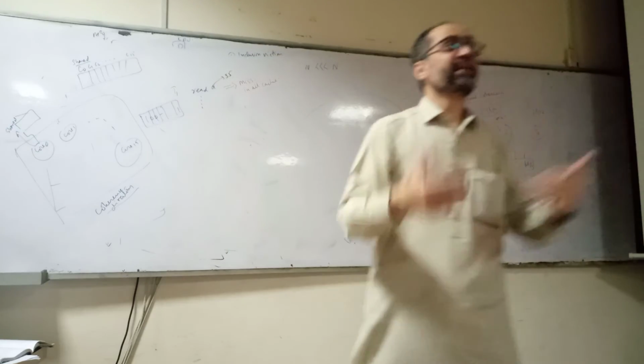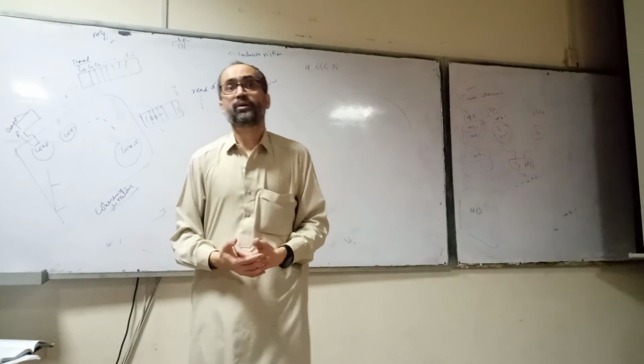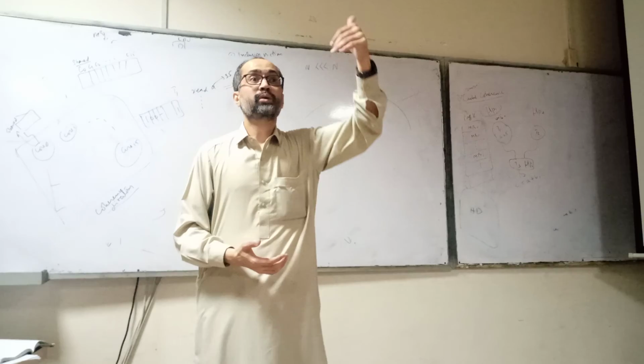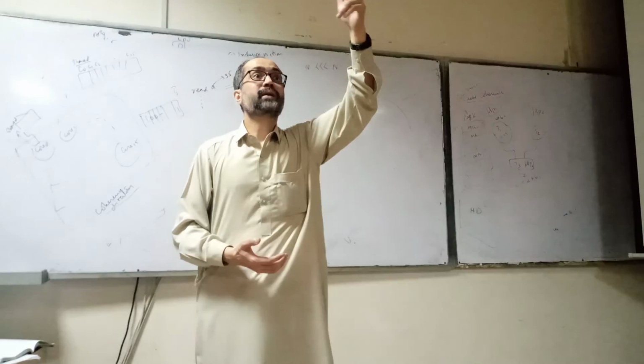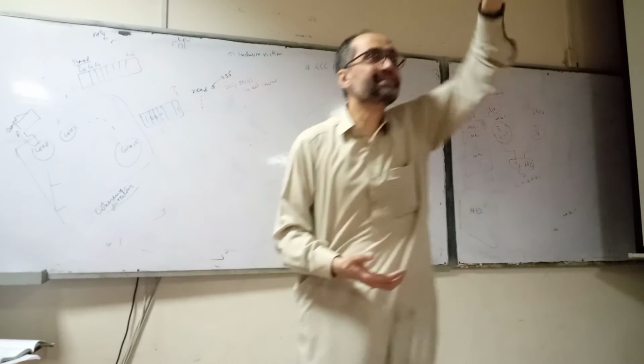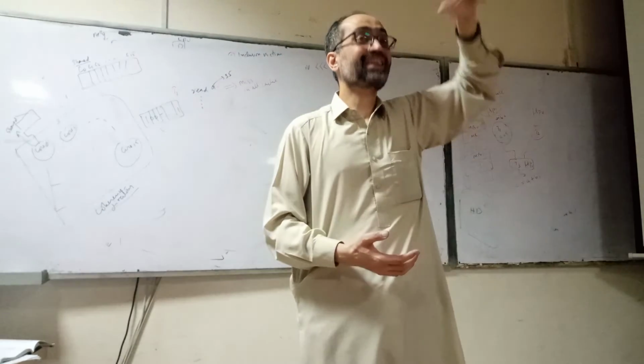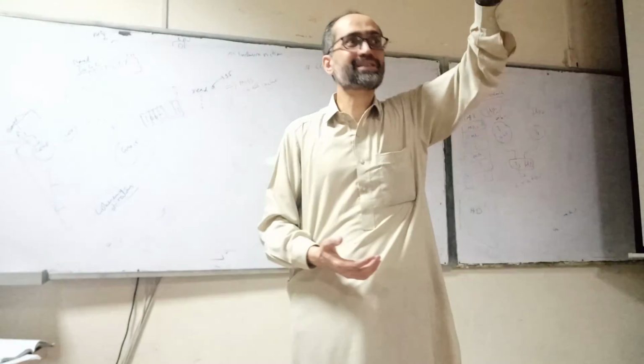What are the metadata in the tag array? What are the examples of metadata in the tag array? Which bits are there? Dirty bit, valid bit, tag bits, and then coherence bits. Coherence bits also exist.